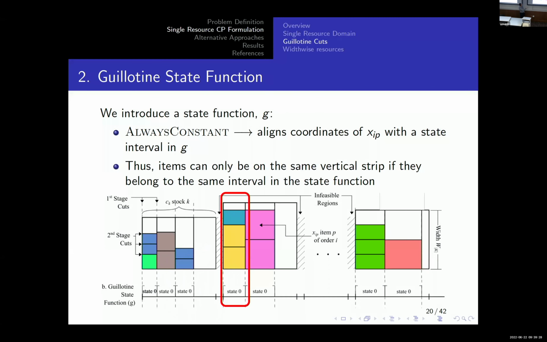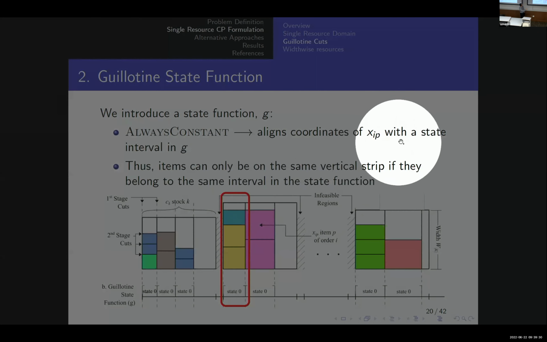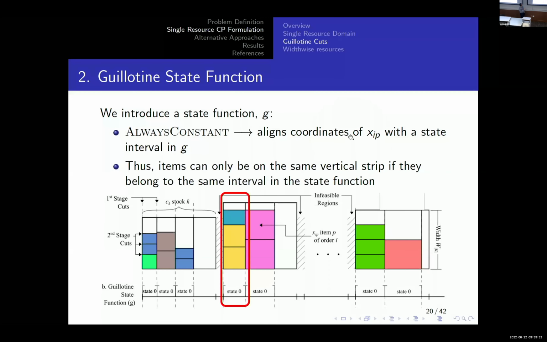We can use constraints to essentially align the coordinates of the item interval variables with the states in the state function. And finally, as a result of that, items can only be on the same vertical strip if they belong to the same state interval in the state function.